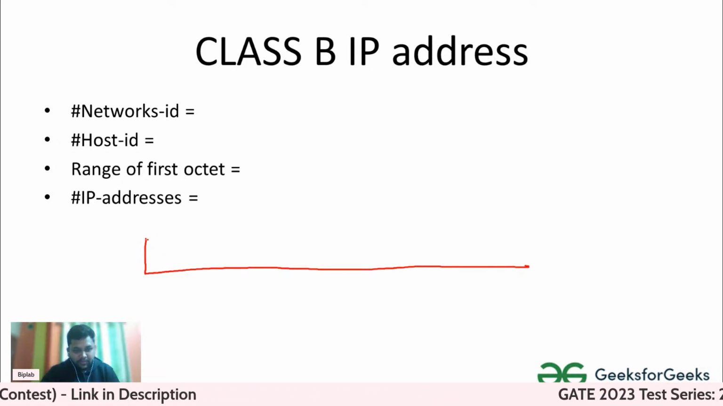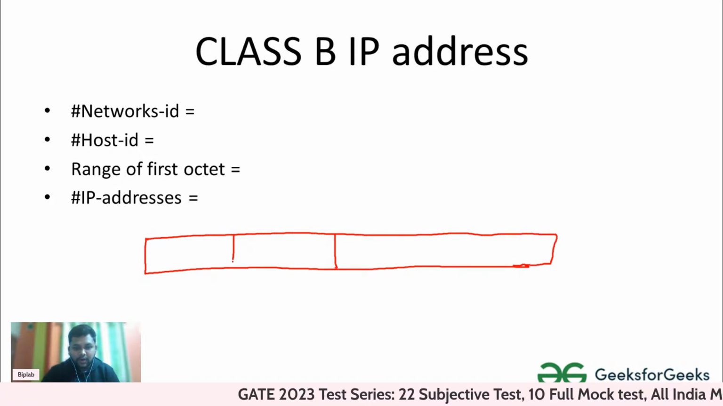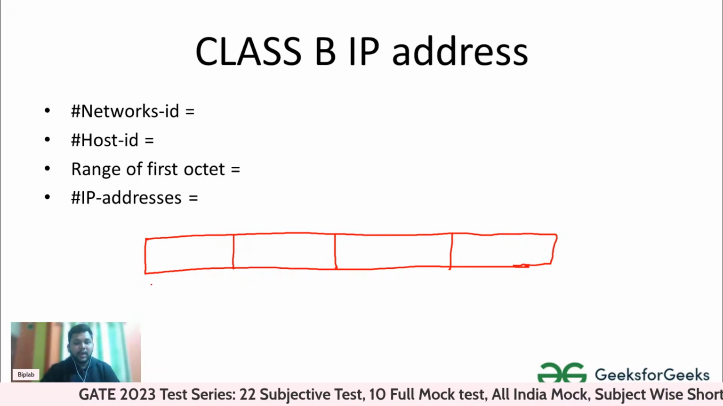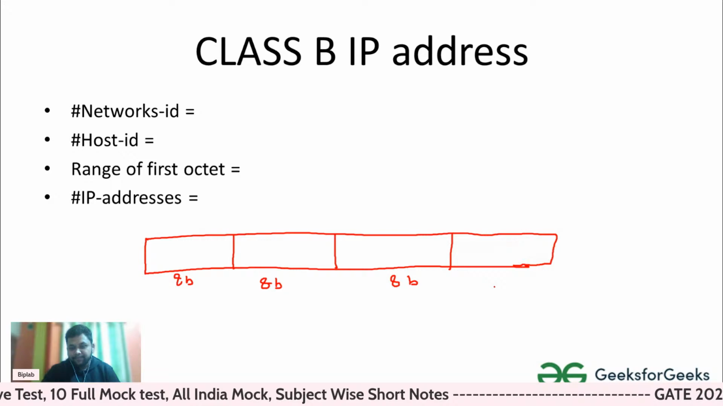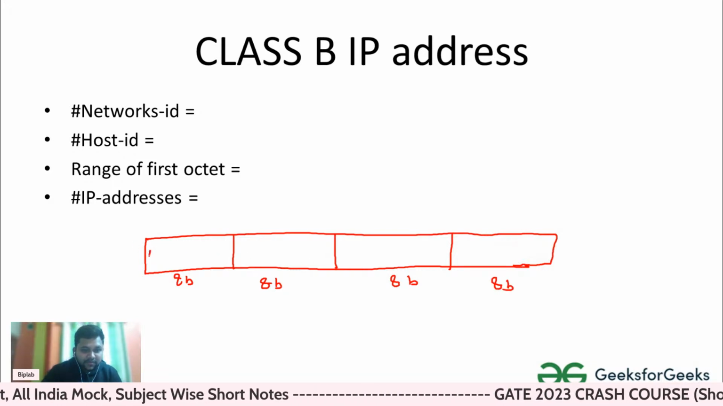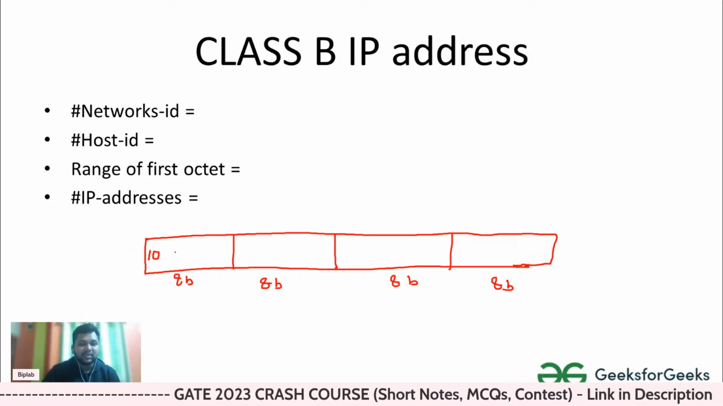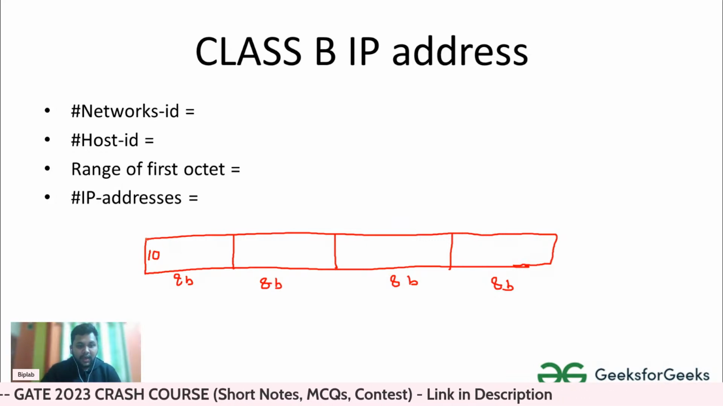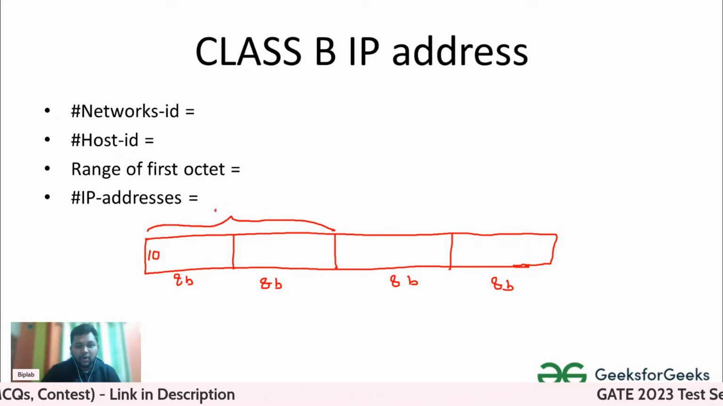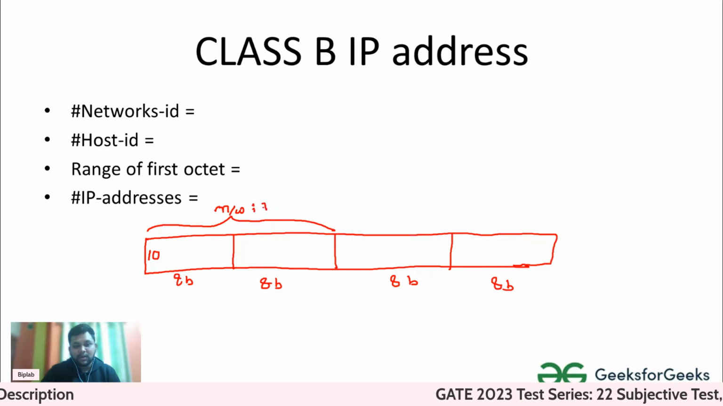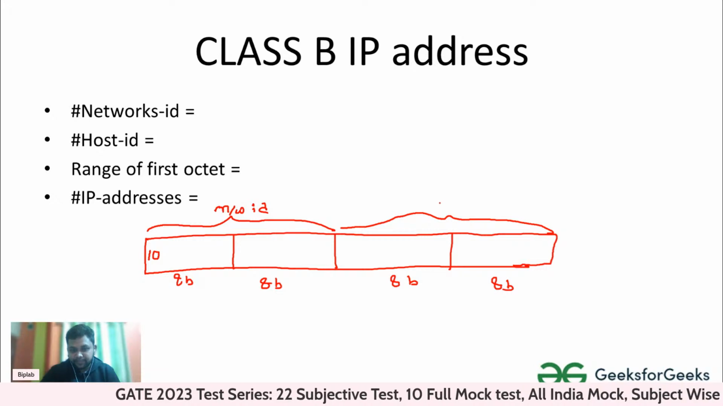Now class B. Let us go a little bit faster here. In class B, again it is divided into 4 octets, and each is 8 bits. But here what is fixed? The first 2 bits should be 1 and 0. That is fixed. In class B, we use the first 2 octets as our network ID.